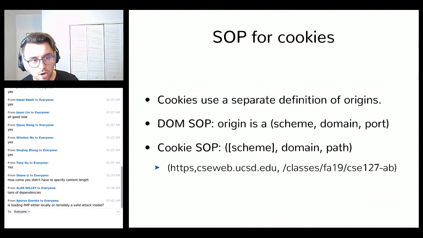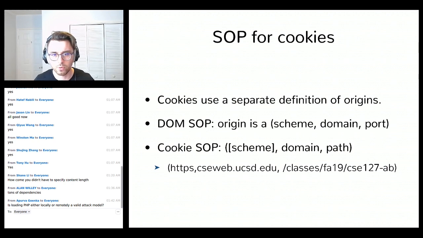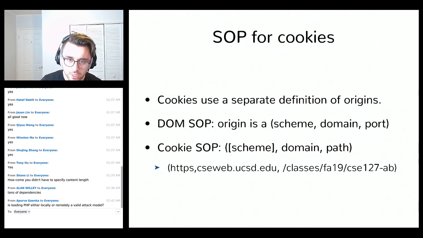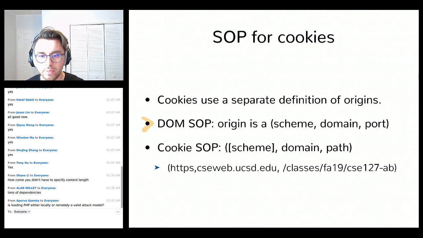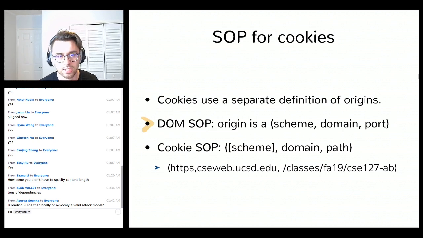Okay. Now, the thing that's a little bit awkward: we already saw a pretty complicated same origin policy for different parts of the browser, like between the DOM, HTTP response, and even JavaScript. The same origin policy for cookies actually uses a separate notion of origins. So our origin so far has just been this triple, the scheme, domain, and port. The cookie same origin policy doesn't include the port. Instead, it contains the scheme, which is an optional thing, then the domain and the path.